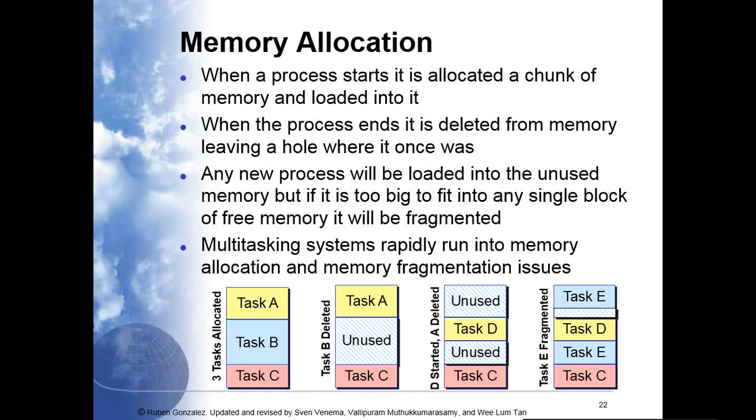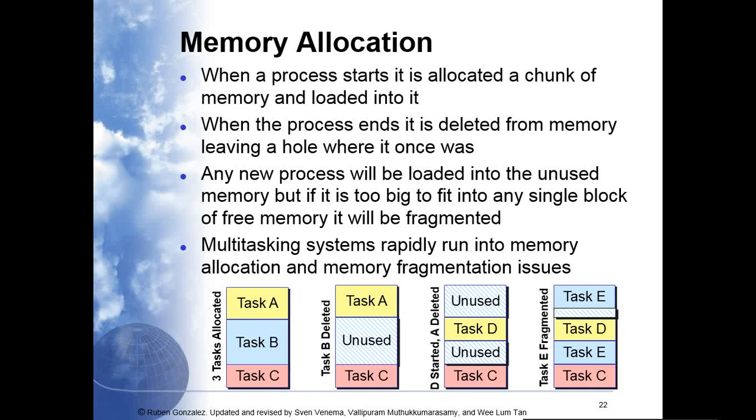This sounds suspiciously like when you're working with a disk drive and it fragments, and so now and again you have to defragment your hard drive, for example, because you've used it so much that it leaves these little gaps that it can't fill properly, and you need to sort of reorganize things. So in this case, memory and hard drives are very similar in that logical view. Any new process will be loaded in the unused memory, but if it's too big to fit into any single block of free memory, it will be fragmented. So multitasking systems rapidly run into memory allocation and memory fragmentation issues.